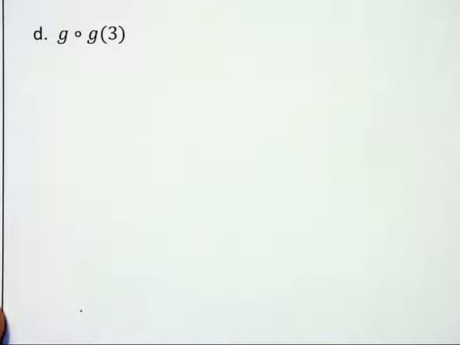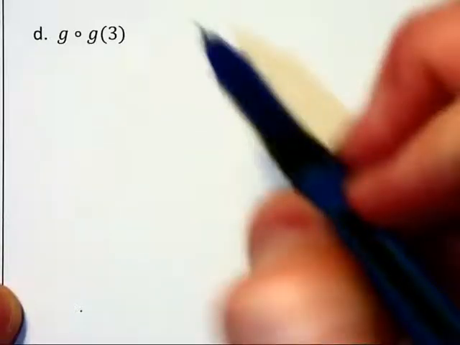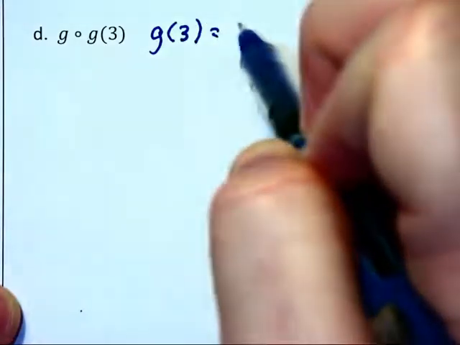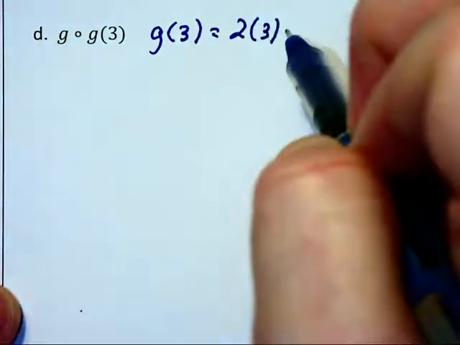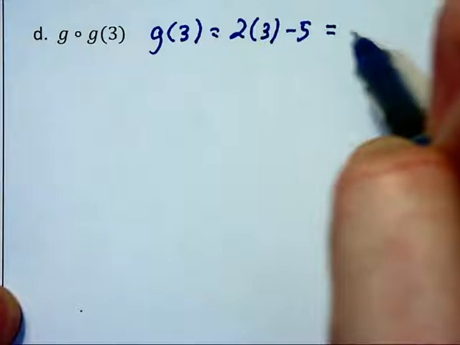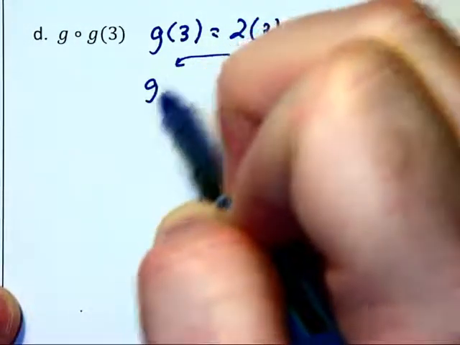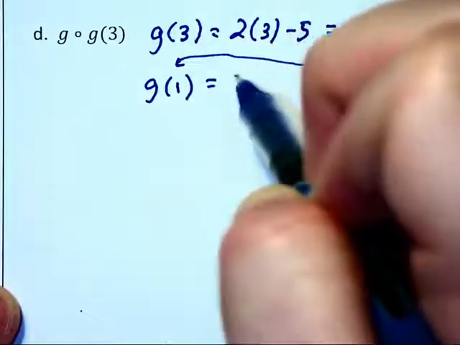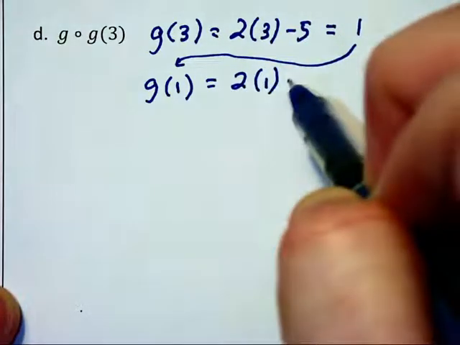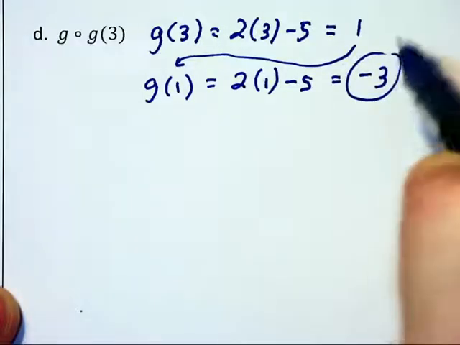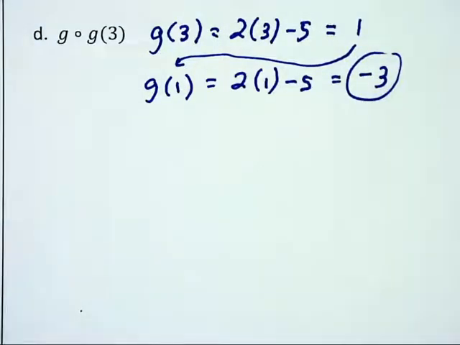Now let's find g composite g of 3. I'm going to find g of 3 to begin with, which will be 2 times 3 minus 5. 6 minus 5 is 1, and that output will then be the input back into g, which will be 2 times 1, that's 2 minus 5, which is negative 3, which is the answer to this composite function.